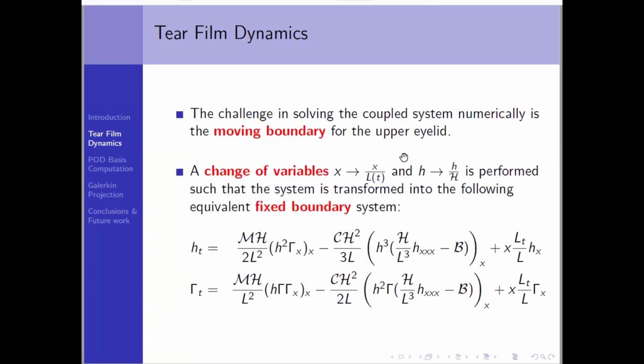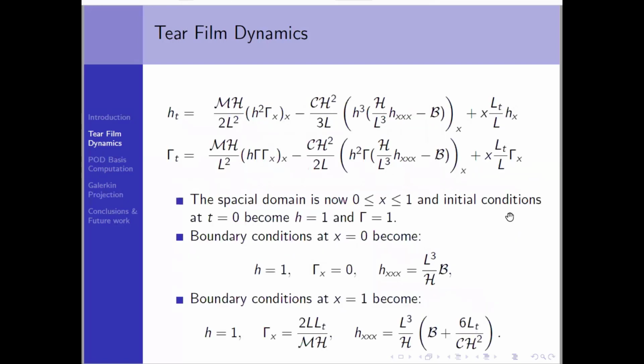Now, using this change of variables, we add these terms as a result. Full details are explained in the paper of how we do the transformation. But now we don't have a moving boundary, we have a fixed boundary. We still have time-dependent values in the boundary conditions. Remember that L is a time-dependent variable, and L_t, of course.